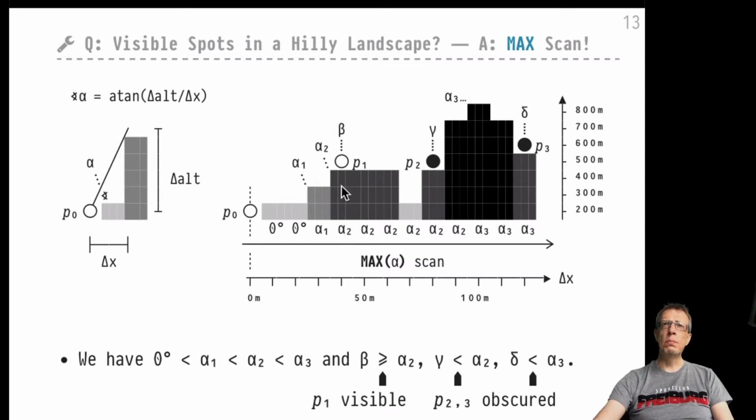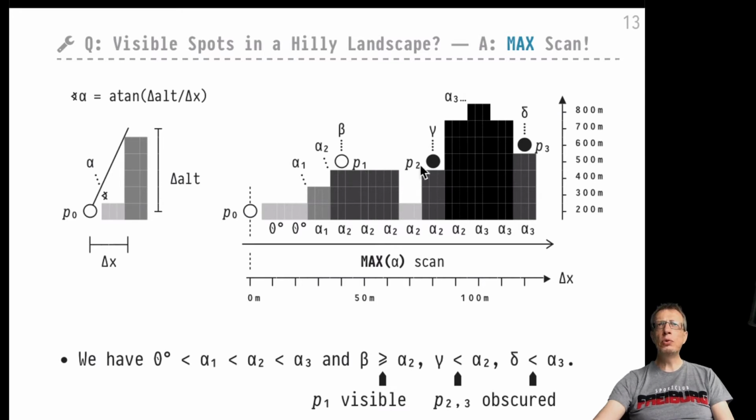Okay, when we reach beta, we would just ask ourselves, is the viewing angle of beta larger or at least equal to the maximum viewing angle we have seen so far? That's alpha 2. If beta is indeed at least as large as alpha 2, then point P1 would be visible. All right.